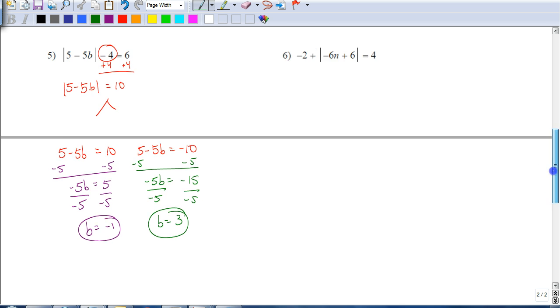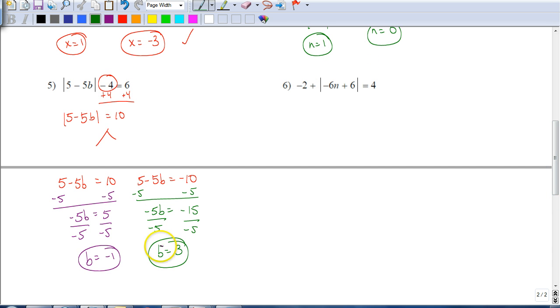If we check our answer, I always go back to check with the original problem. So I put 3 in here. Negative 5 times 3 is negative 15. So 5 minus 15 would be negative 10. The absolute value of that is a positive 10, and 10 minus 4 would be equal to 6. Let's try negative 1. If I put negative 5 times negative 1, that's a positive 5. So 5 and 5 would make 10. And the absolute value of that is 10, minus 4 is 6. So again, both of these check out.